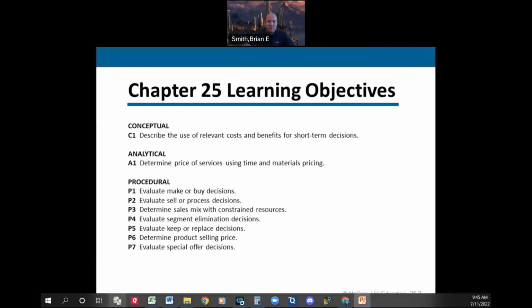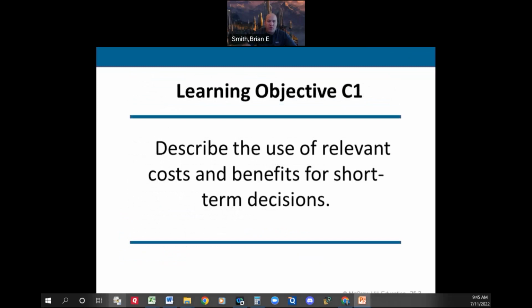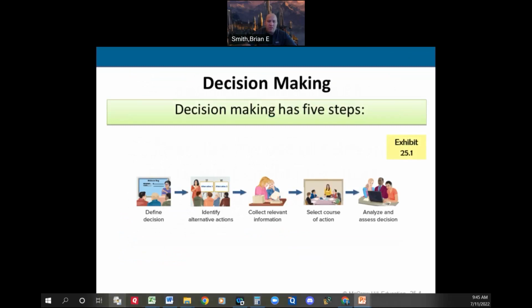Relevant costs are what we're going to be focusing on in this chapter, what we need to determine and what is important for us to make our decisions. First of all, we have to define what our decision is. What is our decision? Identify our alternative actions. What basically can we do other than what we're looking at doing? Collect all the relevant information, select a course, and then analyze that decision.